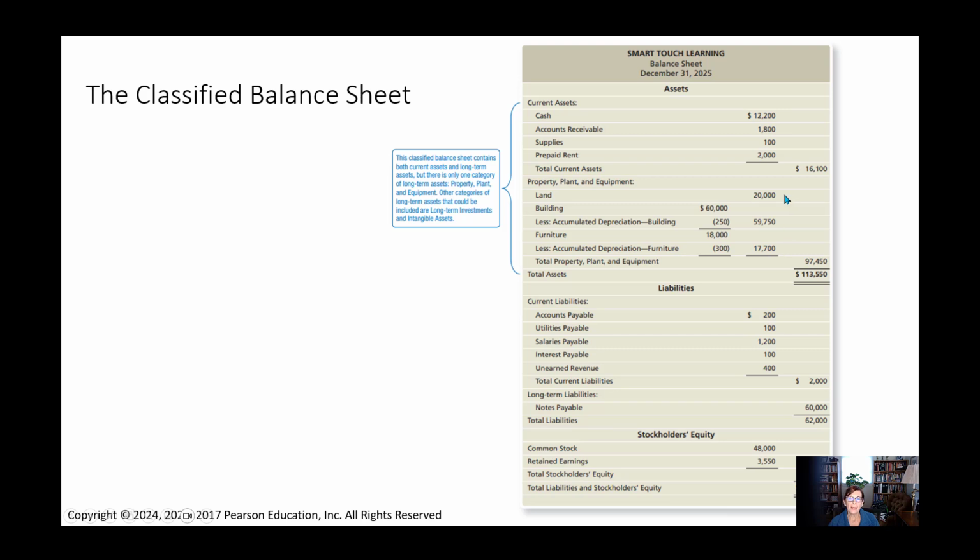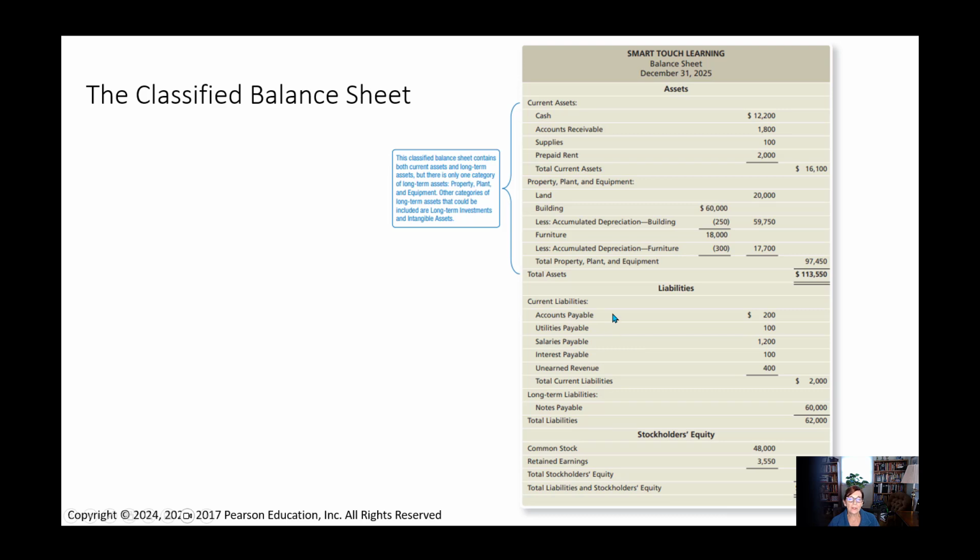So here we add the land, the book value of the building, and the book value of the furniture, add those three together. That gives you your total property, plant, and equipment of $97,450. We add that to our total current assets, and that gives us our total assets. All right, so this is the same as it was before, except it's broken up into two categories.